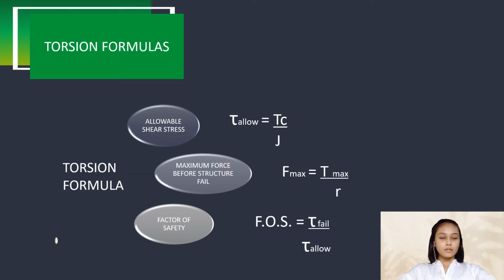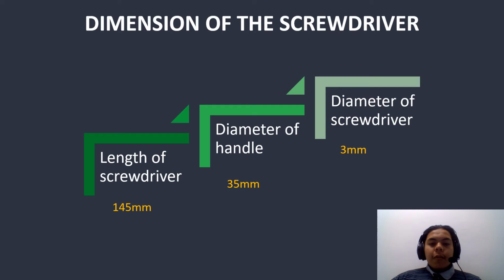These are the formulas that we use for the calculation. The first is the allowable shear stress. The second is the maximum force that the structure can handle before it fails. And the third is the factor of safety of the structure. For the dimensions of the screwdriver, the length is 145 mm, the diameter of the handle is 35 mm, and the diameter of the screwdriver shaft is 3 mm.